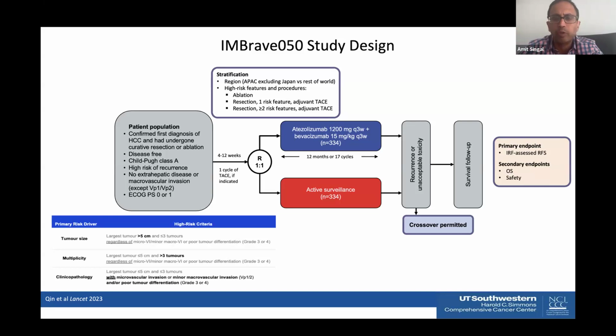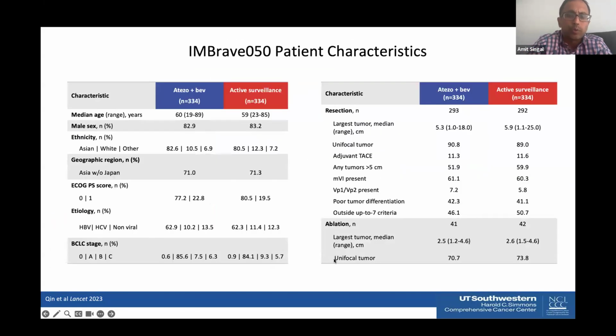These patients in IMbrave 050 were randomized to receive atezolizumab plus bevacizumab at their traditional doses given for 12 months, i.e. 17 cycles, and this was compared to active surveillance, about 334 patients in both arms, with the primary endpoint of recurrence-free survival. Notably, patients at the time of recurrence were allowed to cross over, and so that was notable for survival outcomes.